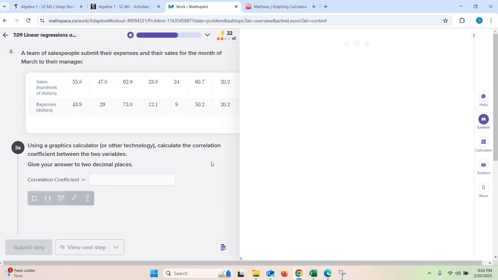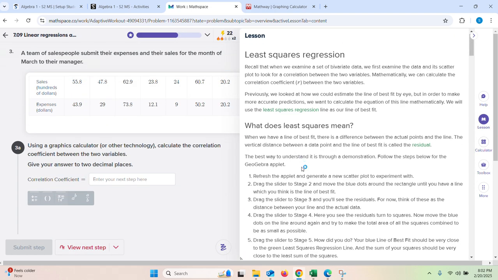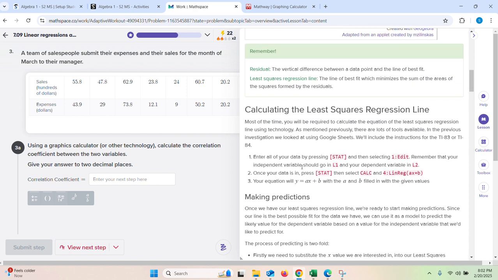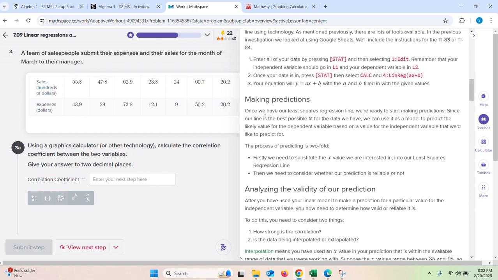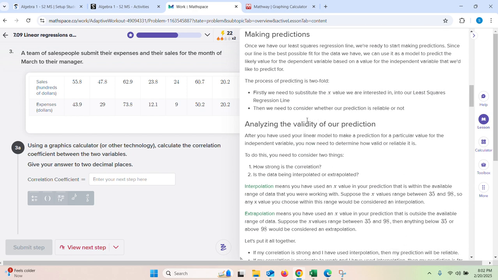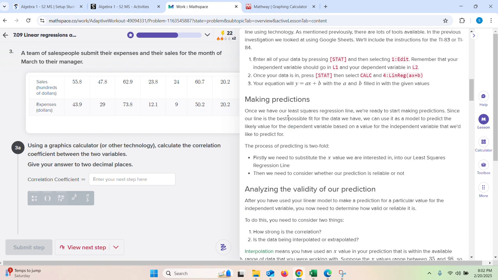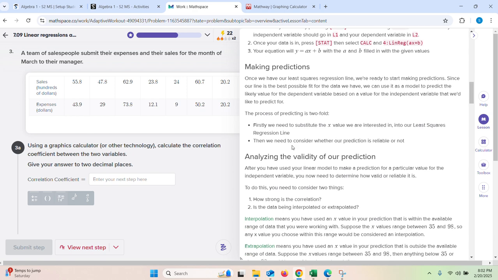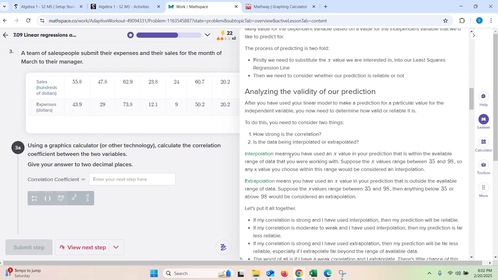Okay, I'm going to go to the lesson. Let's look at that again. Okay, so here we go. It's talking about making predictions. We plug the number into the linear equation, and then we have to determine whether it's reliable or not. Maybe we should have looked at this. Mrs. Bird, look at your notes.